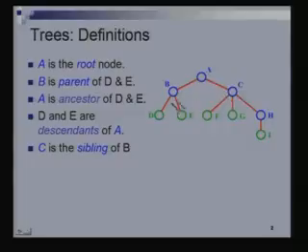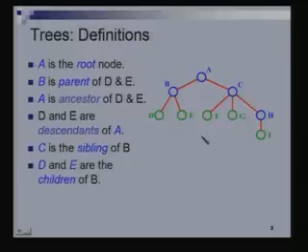C and B are siblings because they have the same parent. B is a sibling of C, C is a sibling of B. G and E are not siblings, please note. F, G and H are siblings. D and E are the children of node B. Right? So A is a parent of B, B is a parent of D and E, and D and E are children of B, and B and C are children of A.